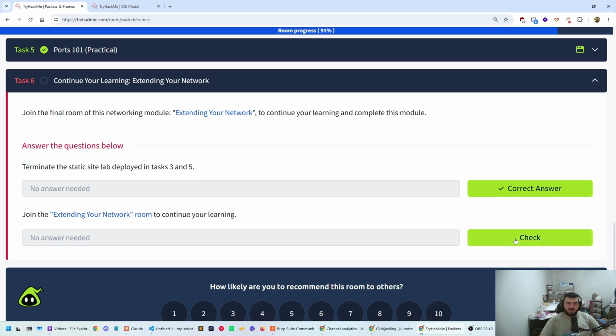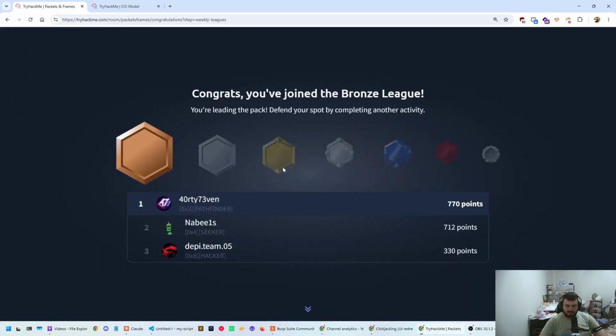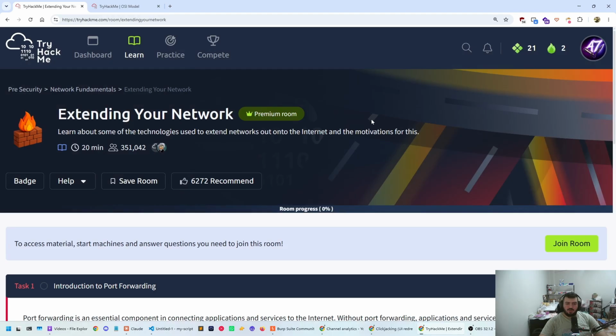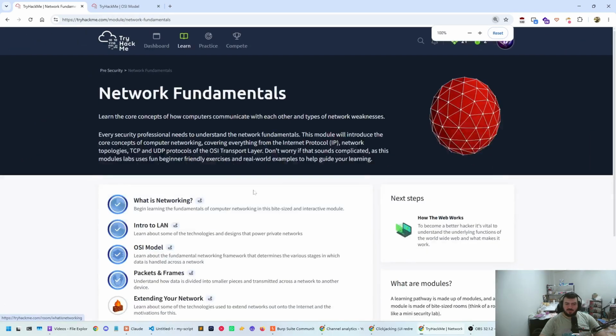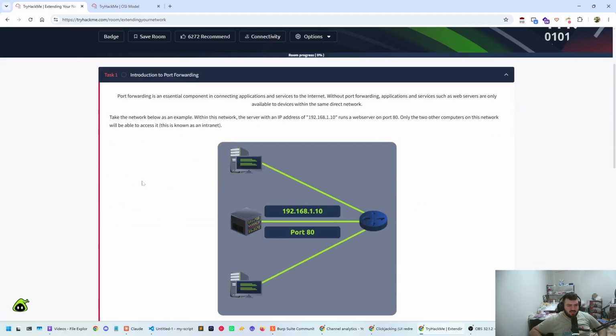Extending your network room. Okay, so this is it for our room, which is related to network fundamentals, the packets and frames. The next thing is going to be extending your network, and it looks like we are talking about firewalls, because this is what the icon here looks like, a firewall. So I'll see you in the next video where we're going to start talking about firewalls.